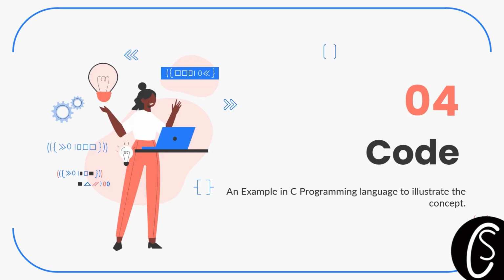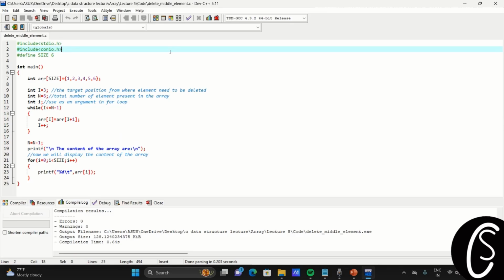As we have understood the algorithm for deletion, let's explore an example in the C programming language to implement the concept. In the code snippet, we have an integer array of size 6. Next, we define 3 variables: capital I for storing the target position of the element we want to delete, capital N to represent the total number of elements present in the array, and small i, which is used for the loop. Now, coming to the main part of the code, we have a while loop which runs until the value of capital I is less than or equal to N minus 1.